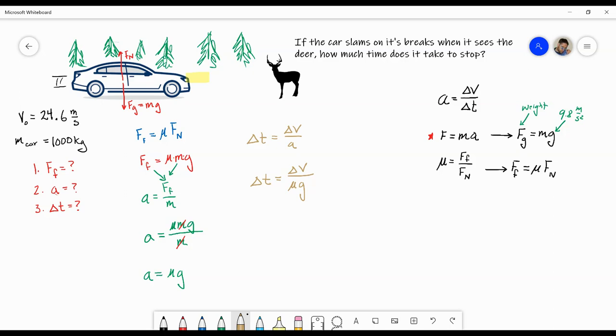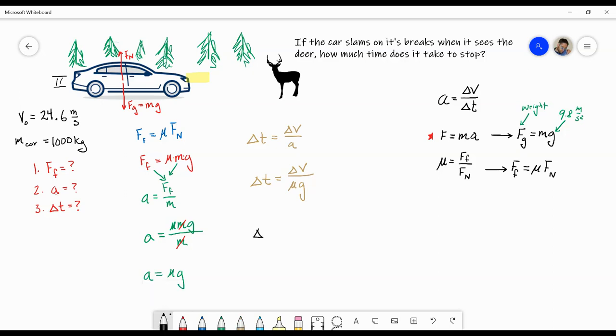So all I need to know is how fast I was traveling, because I was going at some speed to begin with, and I want to stop before I hit the deer. And I'm going to divide that by my coefficient of friction times gravity, and that gives me the amount of time that it takes to stop. So I actually know all the things. You'll notice that the problem has gotten significantly easier now that I've recognized a few pieces. So I'm going to go ahead and plug in what I know to be able to solve this.